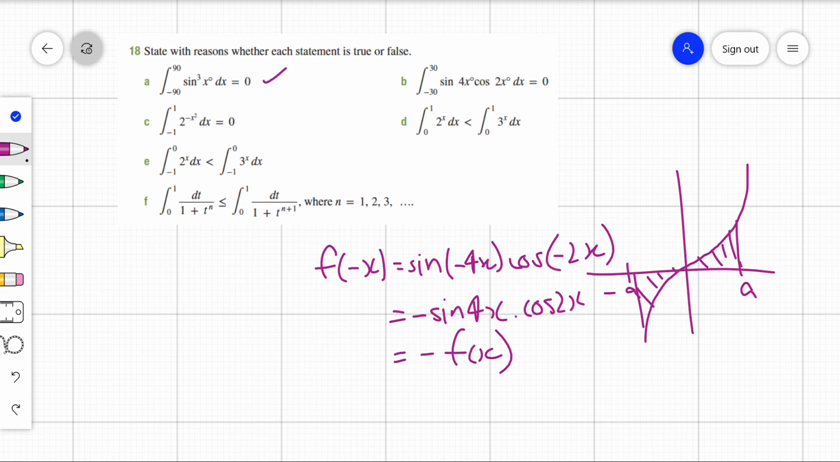So if I go between minus 30 and 30 and integrate, I'm getting a negative area and a positive area that equate to each other. So I'm going to end up with 0. So that looks good as well.